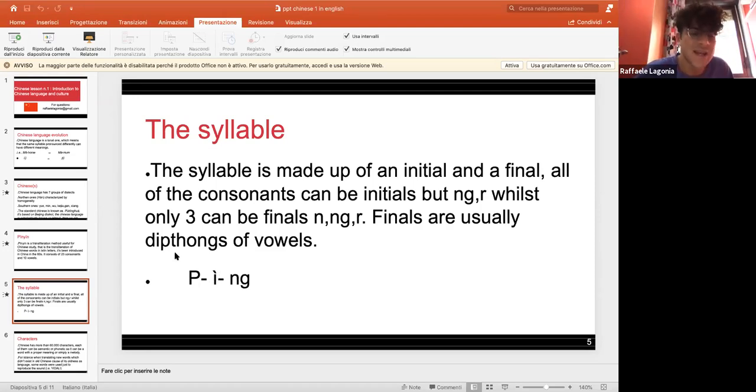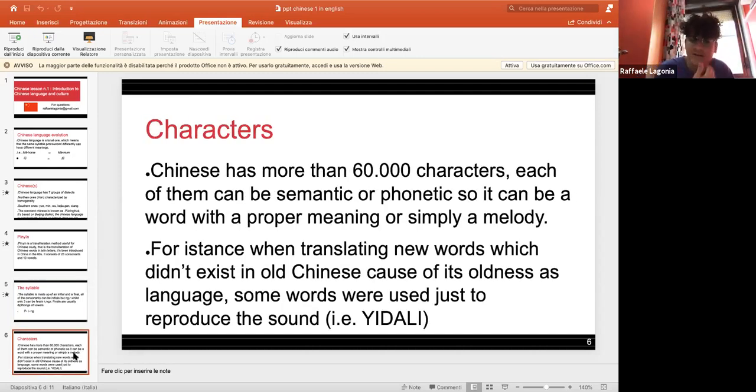So many Chinese words are monosyllabic or bisyllabic. Then we have the characters. Chinese has more than 60,000 characters. Each of them can be semantic or phonetic. What does it mean? Semantic means that it is a character with a semantic meaning, while phonetic is a character with only phonetic melody, with only phonetic meaning. So it can be a word with a proper meaning or simply a melody, as I just said.